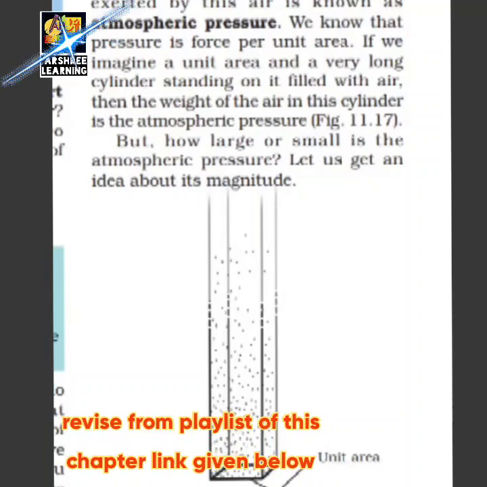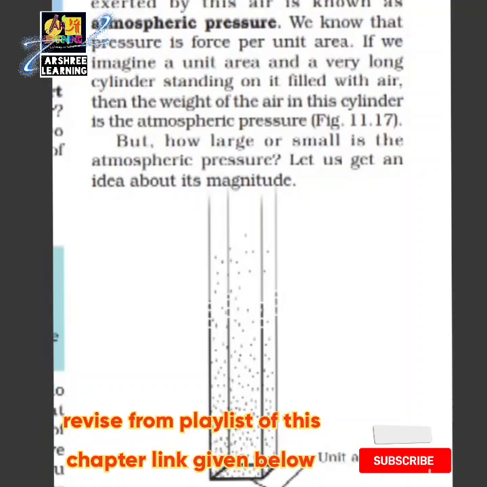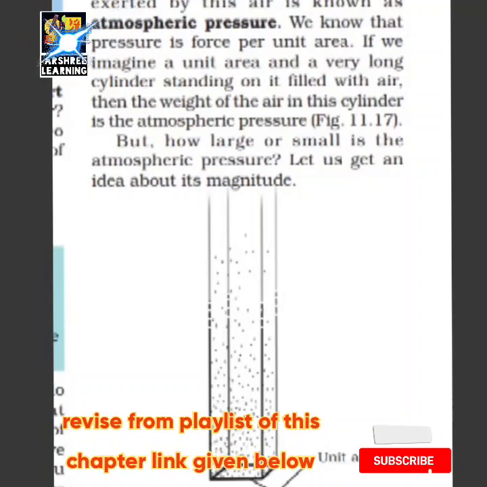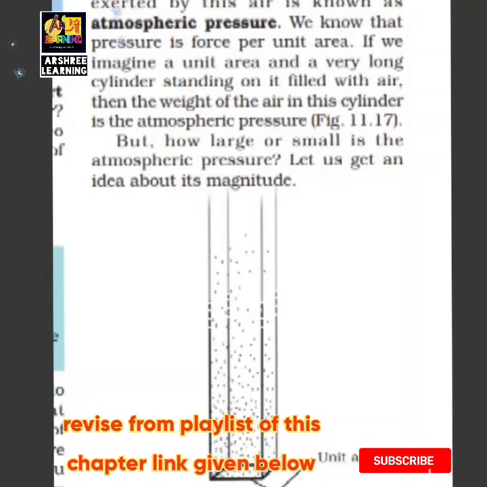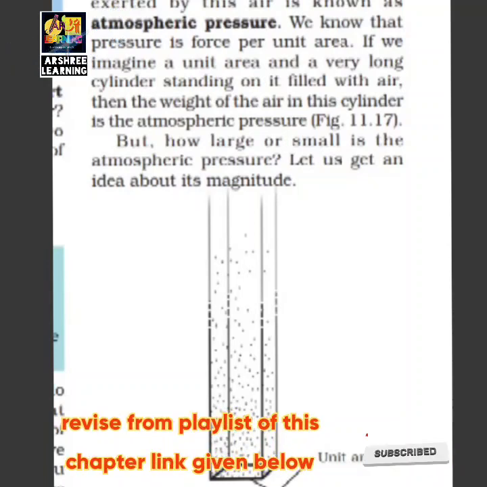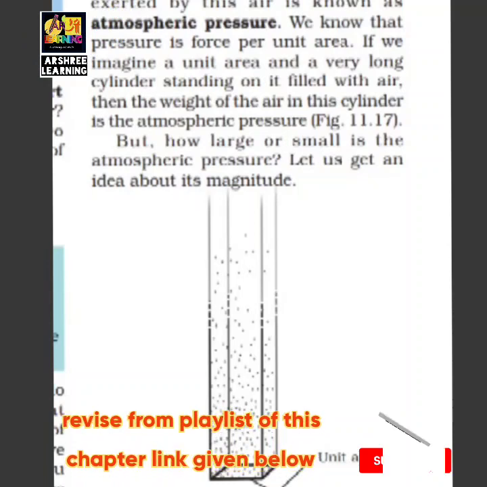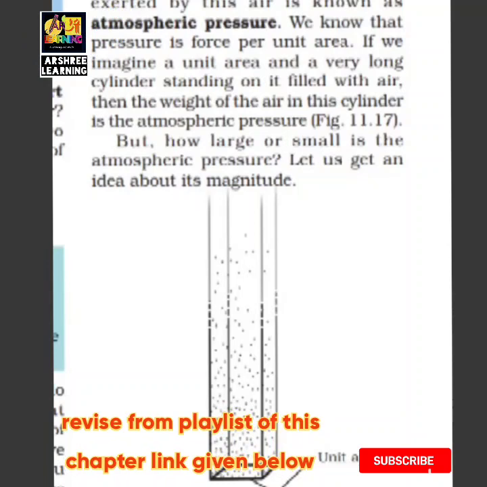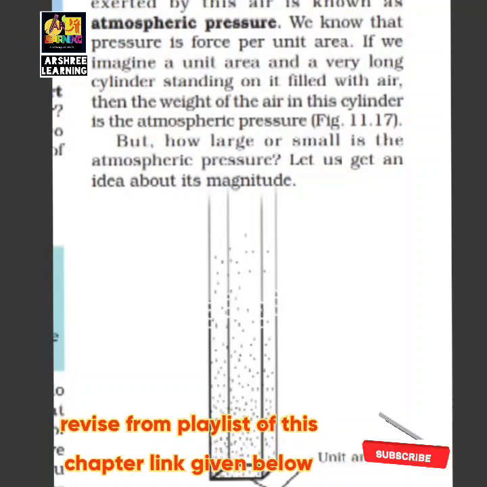Suppose there is a cylinder standing, filled with air, and there is a tube shown here, and it is filled with air. So at the bottom of the tube there will be some pressure. For a cylinder standing filled with air, the weight of the air in the cylinder can be measured. But how large or small is the atmospheric pressure?